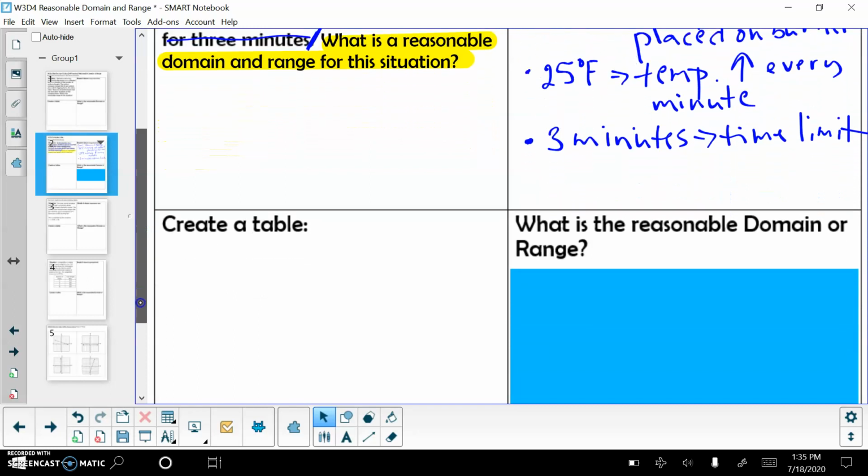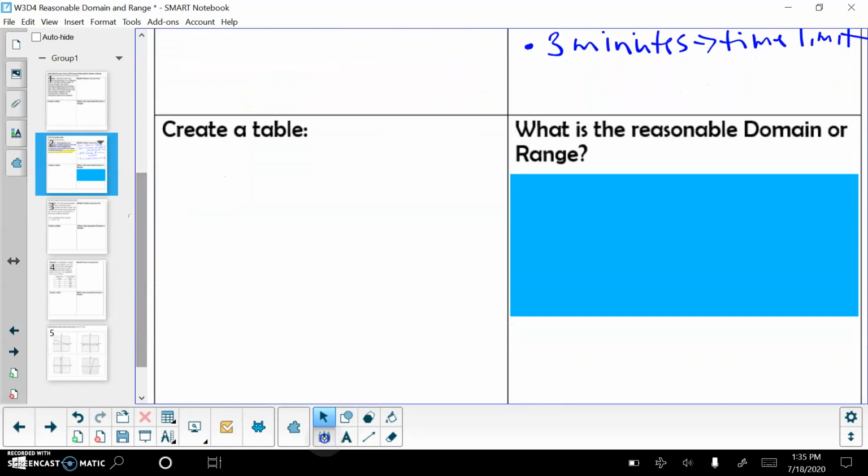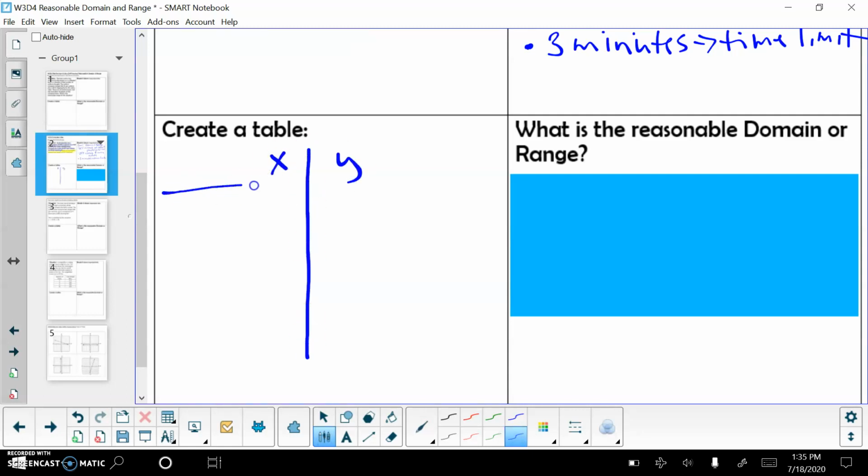Now I'm going to look at creating a table. And remember, when we create a table, we're looking at the X and the Y values. Some people call it the D and the R, so I guess I can write that up above it. D for domain, R for range, because remember, our domain is our X, our range is our Y.